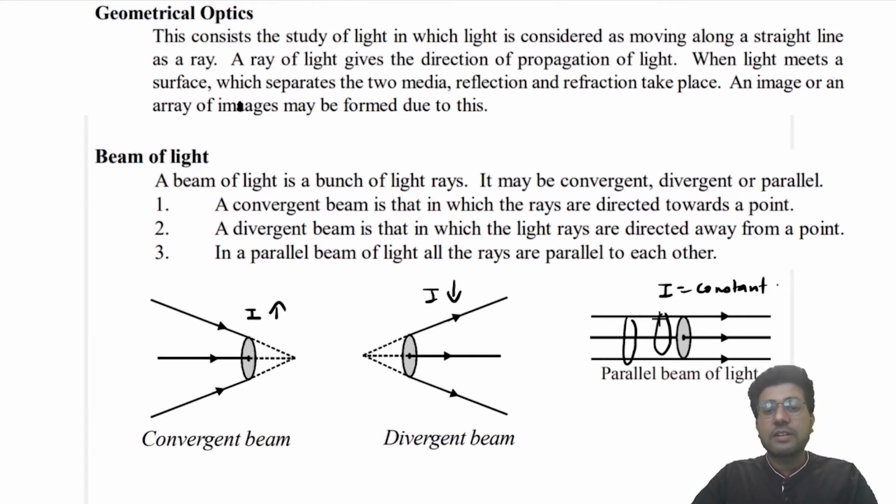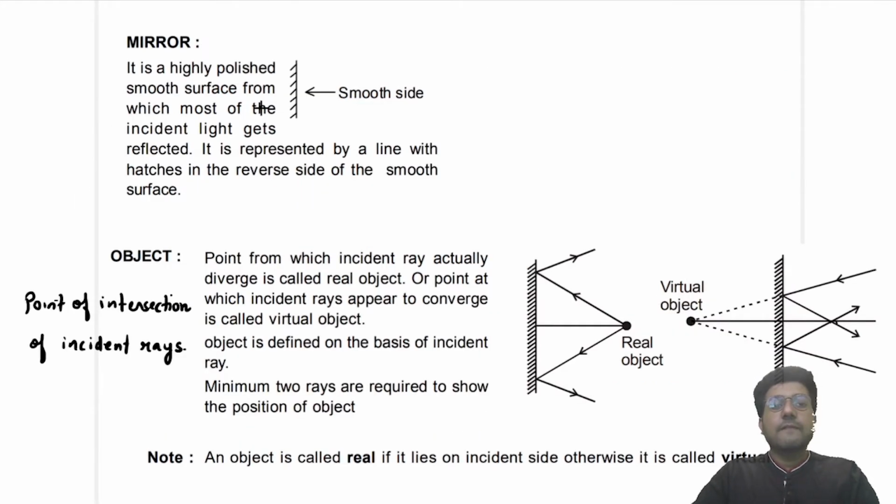So area of cross section remains fixed. Okay. Then what is a mirror? Mirror is a highly polished, smooth surface from which most of the incident light gets reflected.